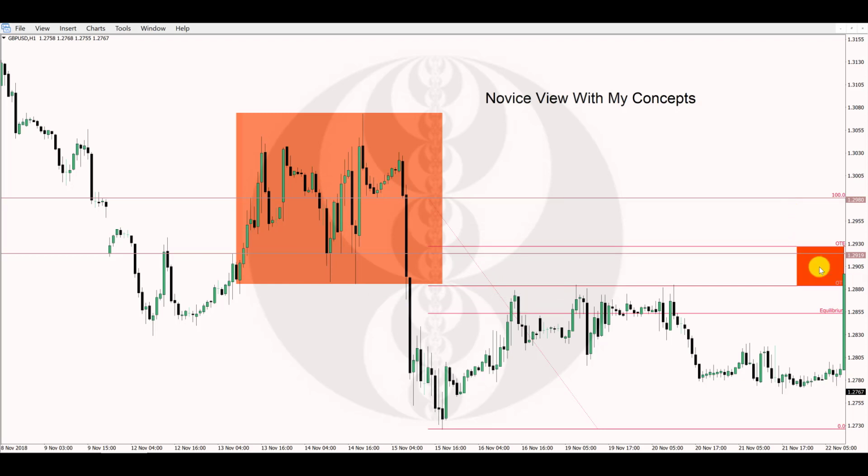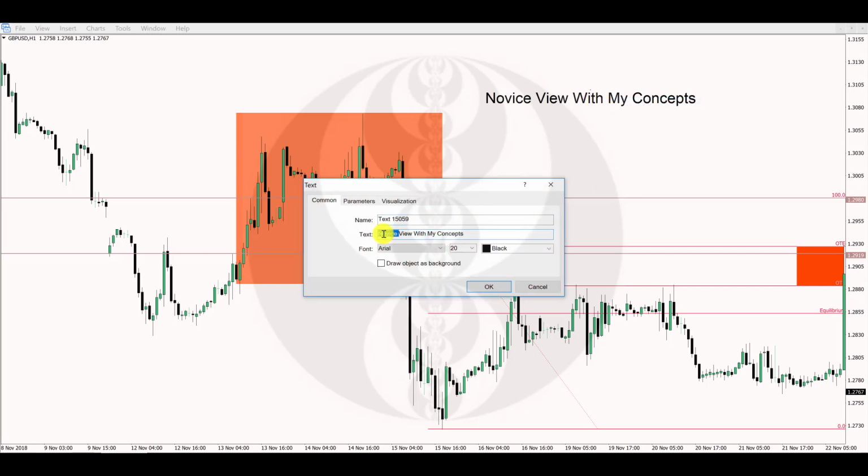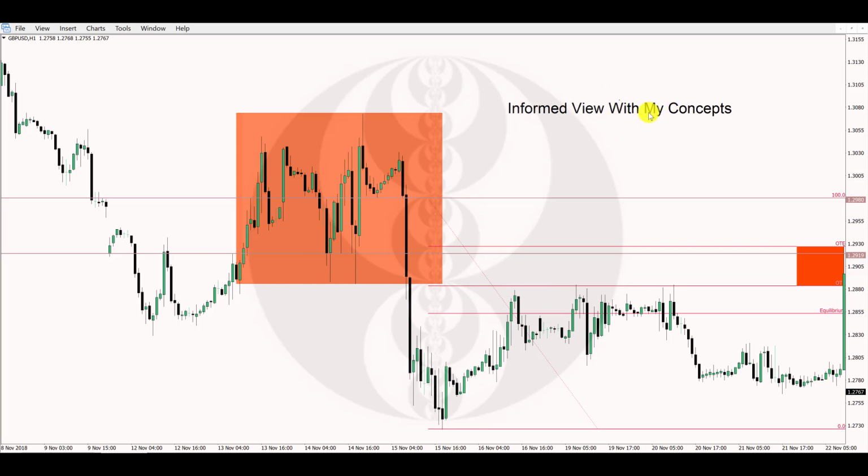Alright, so now once we have this no longer is the novice view. This is the informed view with my concepts. So the naive aspect of looking at price has now been removed. We have a liquidity pool in the form of buy stops resting here. The narrative is they've already ran stops over here. So any rally above to take these stops should be what? A selling opportunity. Okay, and we can calibrate that to 129.30 was where it can reach up to as a 79% retracement level.